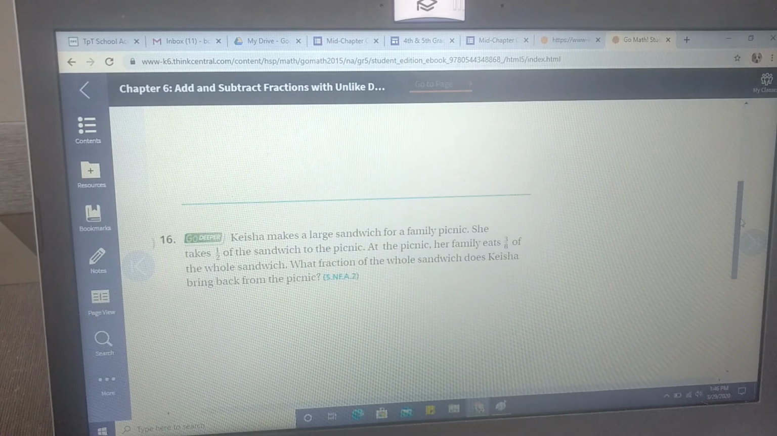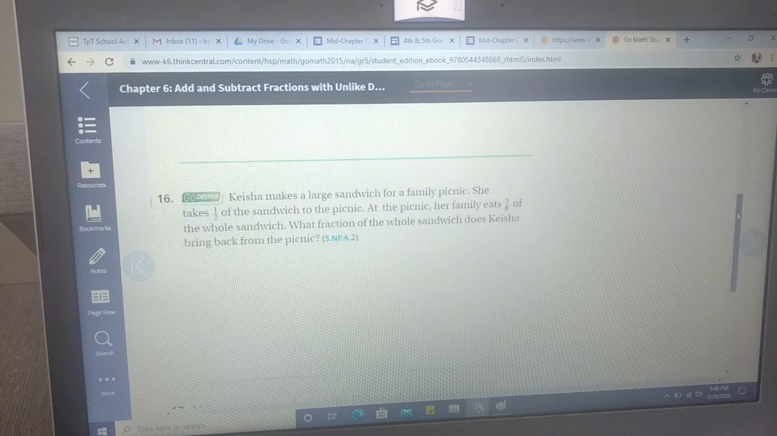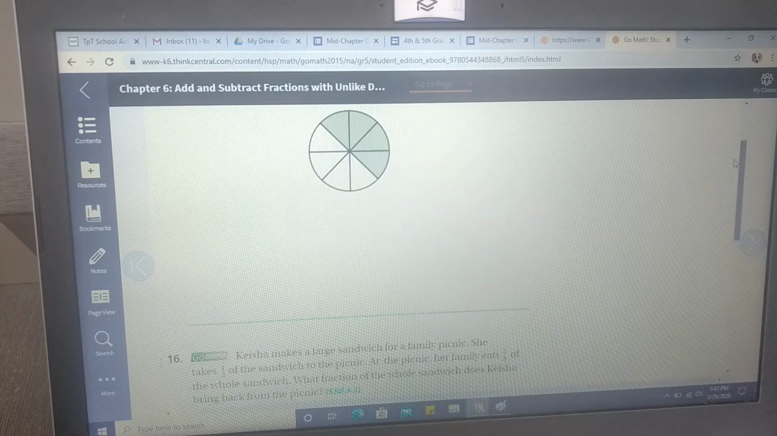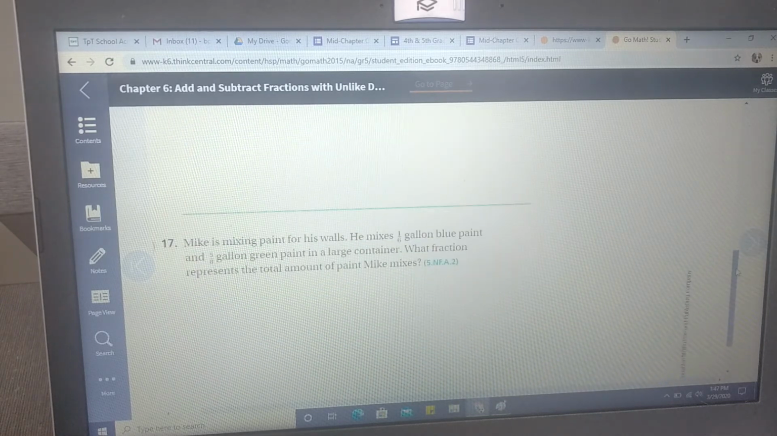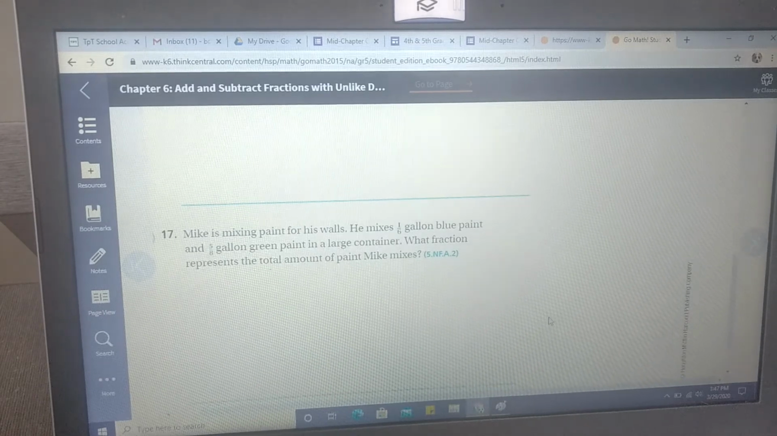16, what fraction of the whole sandwich does Keisha bring back from the picnic? Again, make sure you're reading, knowing what you might be adding or subtracting. I'm not going to tell you. And then same thing for 17. So the key thing for this back page is you need to read each question and know what it is asking you. You might have to estimate. You need to read it if it says so. You might be adding, you might be subtracting. The only way to know is to read.